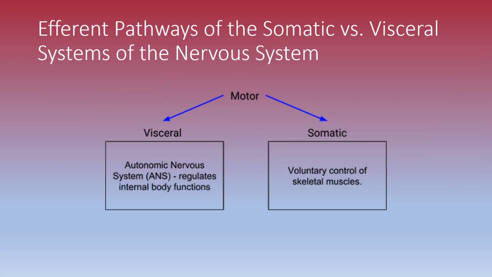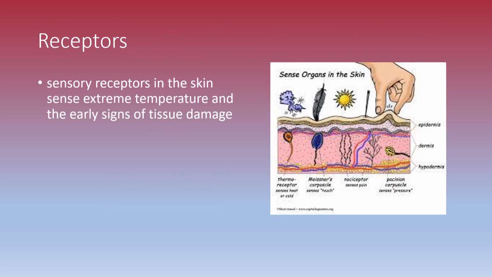Efferent pathways are the somatic versus visceral systems in the nervous system. The motor system has visceral and somatic responses. Visceral is the autonomic nervous system regulating internal body functions, and the somatic is voluntary control of skeletal muscles. Receptors are sensory receptors in the skin that sense extreme temperature and the early signs of tissue damage. An example of temperature is given in the next slide of the somatic nervous system.